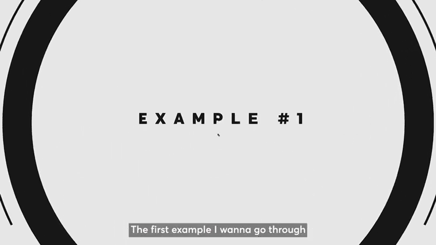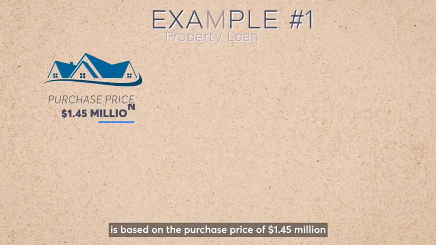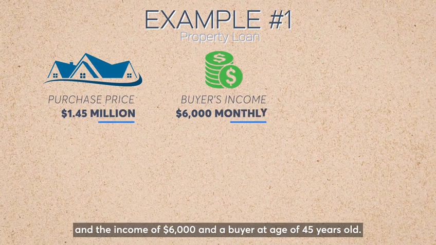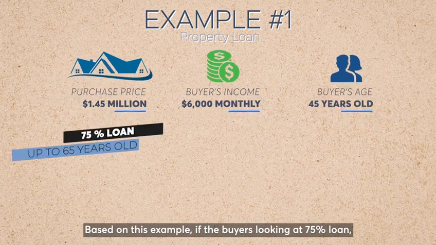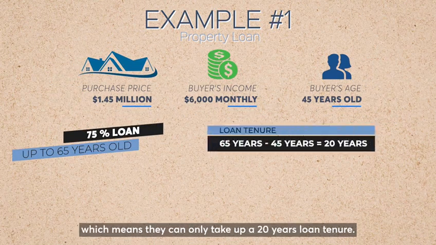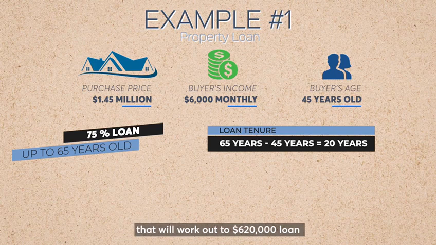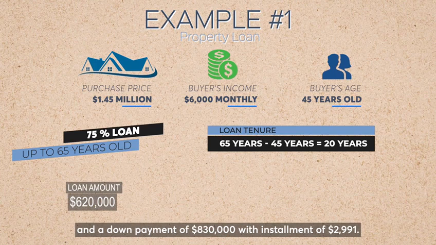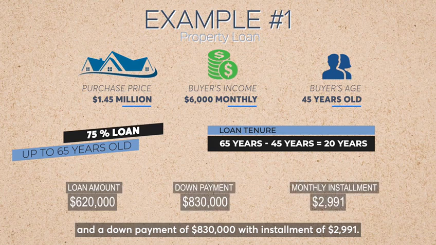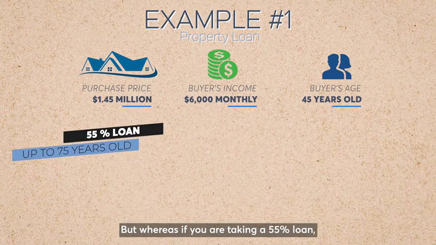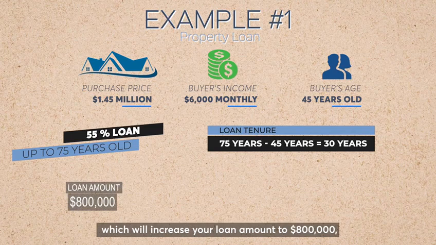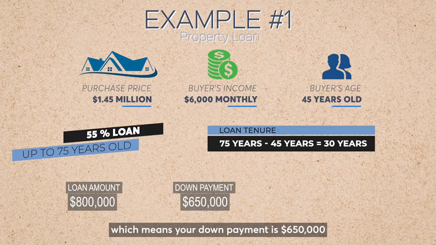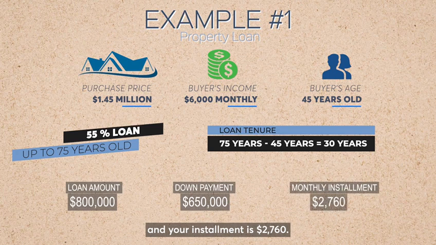The first example I want to go through is based on a purchase price of $1.45 million and an income of $6,000 and a buyer at the age of 45 years old. Based on this example, if the buyer is looking at 75% loan, which means they can only take out a 20 years loan tenure, that will work out to $620,000 loan and a down payment of $830,000 with an installment of $2,991. But whereas if you are taking a 55% loan, your loan tenure will increase to 30 years, which will increase your loan amount to $800,000, which means your down payment is $650,000 and your installment is $2,760.